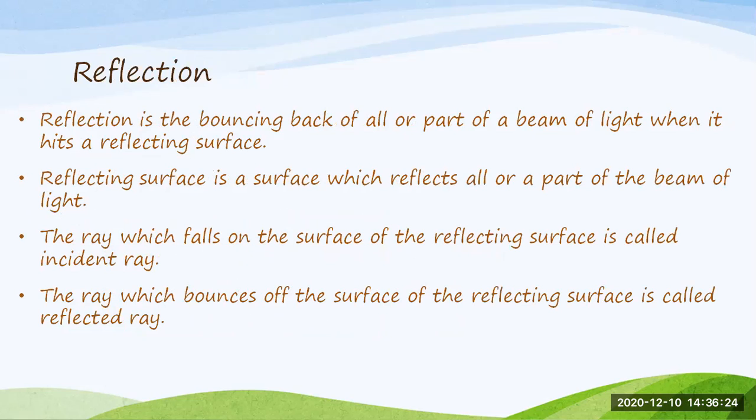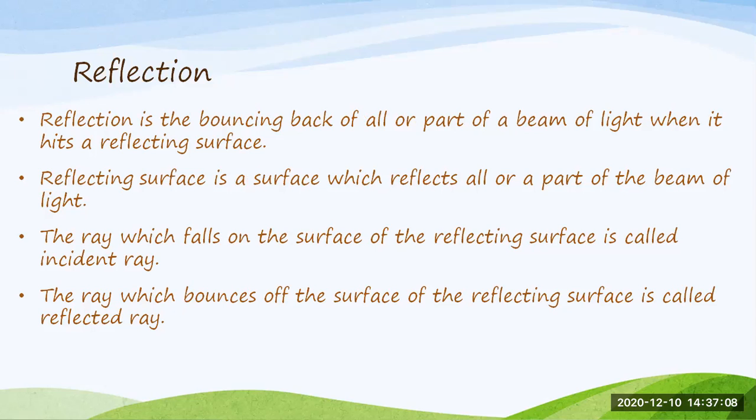Now let's see what a reflection is. So when a ray of light comes and touches a surface, if it bounces back to the same object where it came from, it is called reflection. So this reflection happens in mostly reflecting surfaces. What is a reflecting surface? A reflecting surface is a surface which reflects all the light or some of the light.